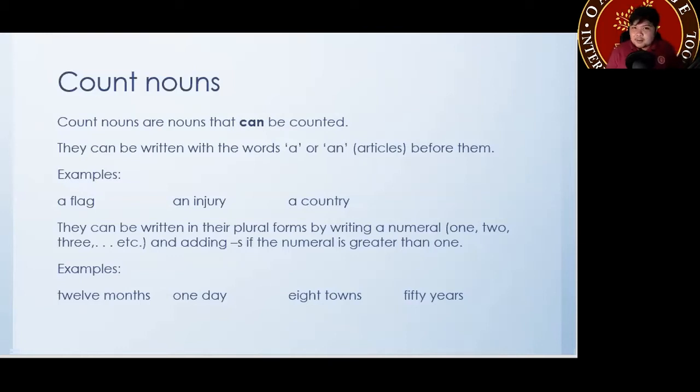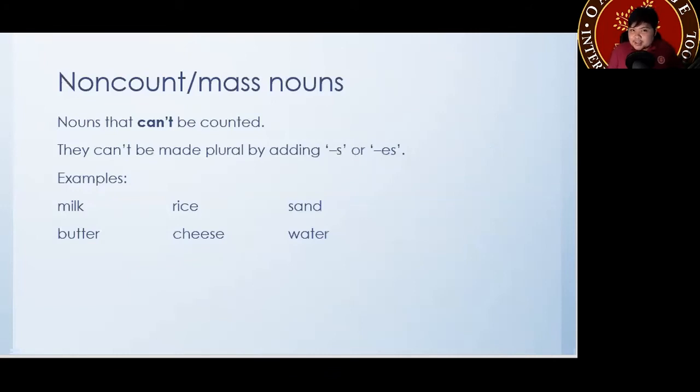What about mass nouns? What are mass nouns? Mass nouns are non-count nouns, basically nouns that you cannot count. They can't be made plural by adding s or es. Example: milk, butter, rice, cheese, sand, water. You can't count these things, right? You can't count milk, but you can count probably glasses of milk. You can't count sand. You can count grains of sand, but you can't count sand.